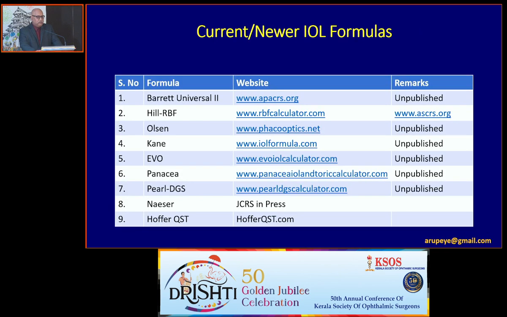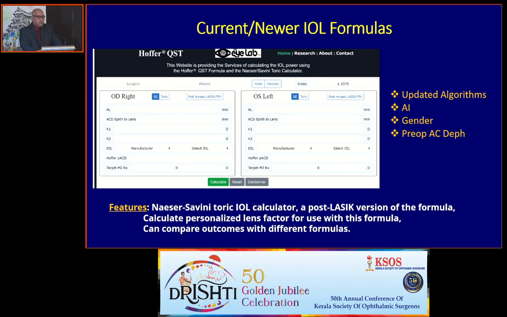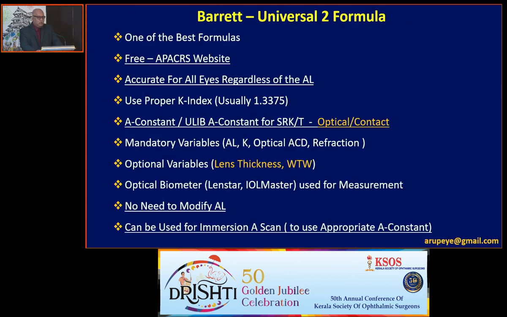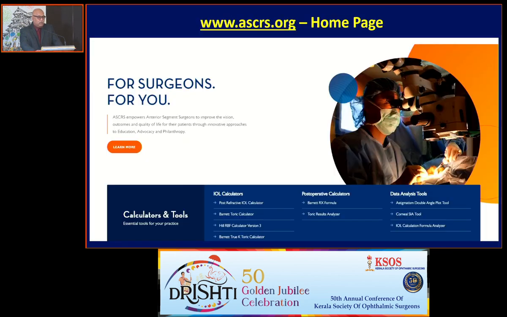and it is again confirmed by repeat test. There are a lot of new formulas available. Many of these formulas do extremely well. My go-to formula is actually the Barrett Universal 2 formula. The Barrett suite actually takes care of all your IOL requirements. So I recommend that you start using this suite. It can even be used if you have done an optical contact biometry or ultrasonic biometry.